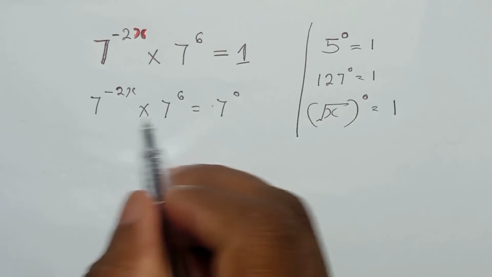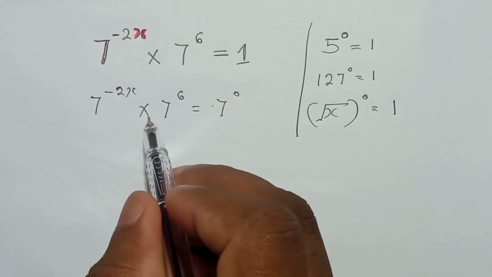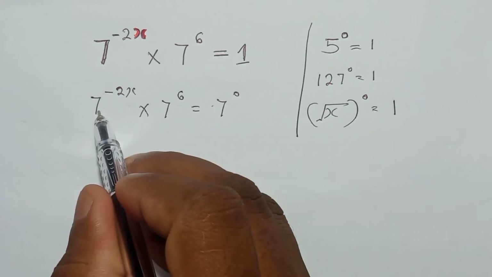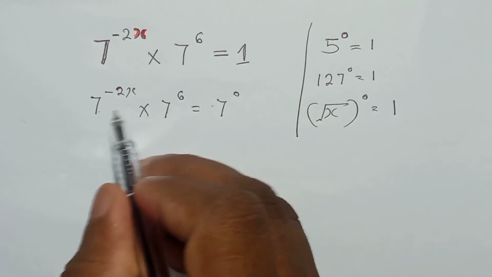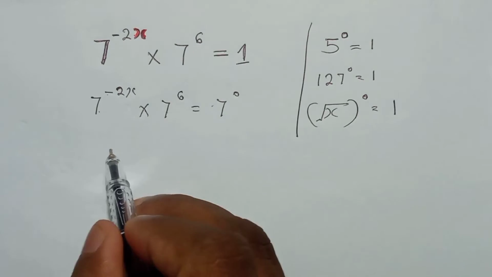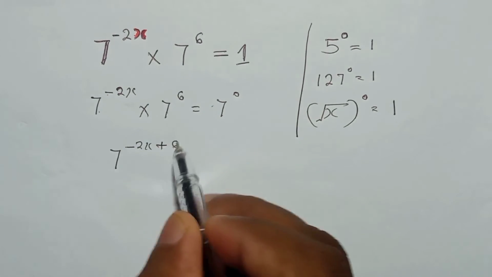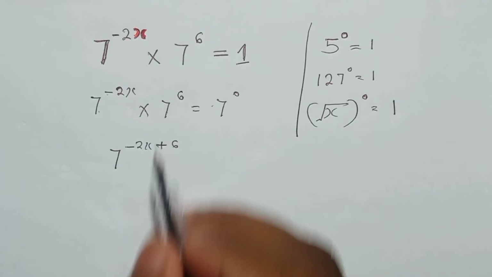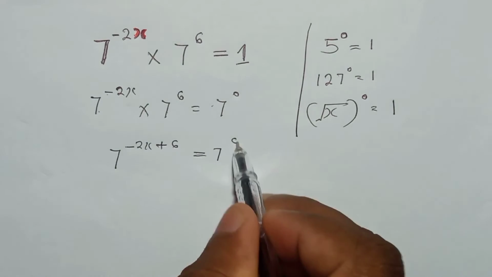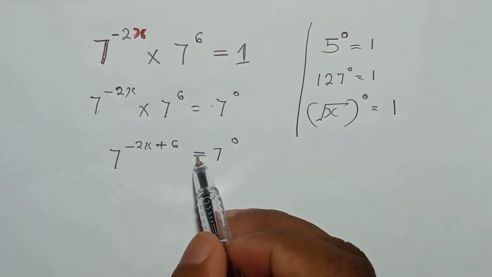Then we can apply another index rule, right? When you have the same base and multiplication between them, you can add these two indices. Basic idea, you can write it this way: minus 2x plus 6, we add these two indices. So here, 7 to the power 0.